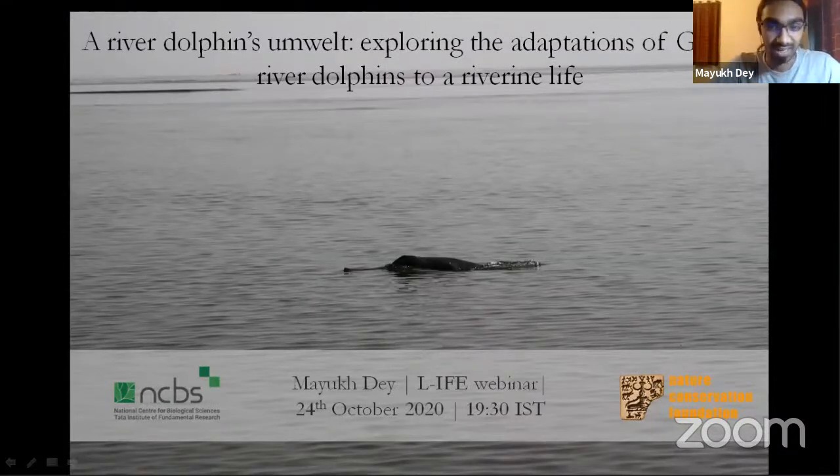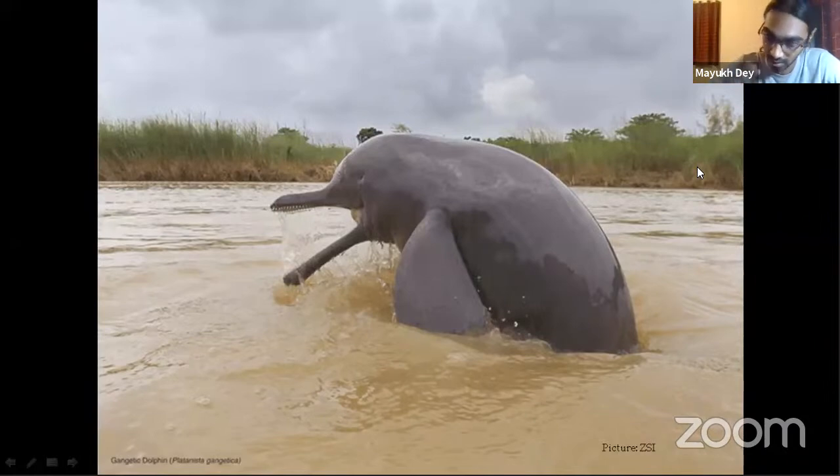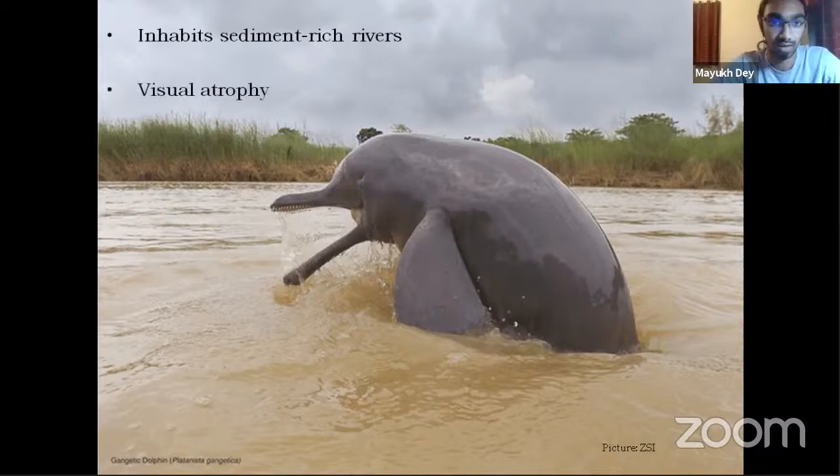So river dolphins, you find Ganges river dolphins especially all along the Indian subcontinent in the Ganges and Brahmaputra river system. And what's peculiar about these animals is that they inhabit sediment-rich rivers, which you'll find for most of the Himalayan rivers that we have.